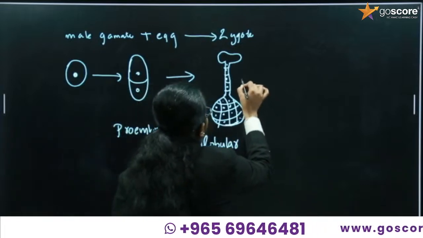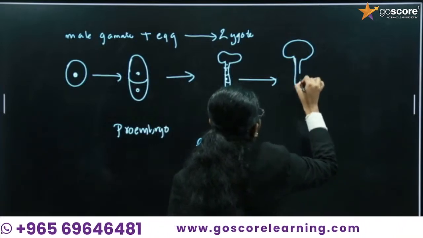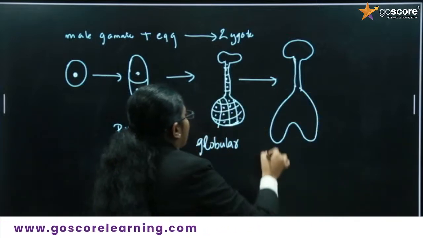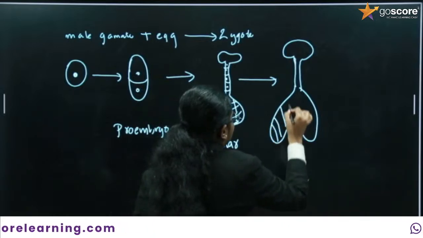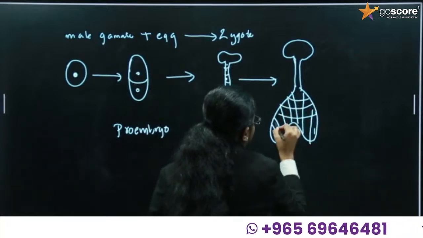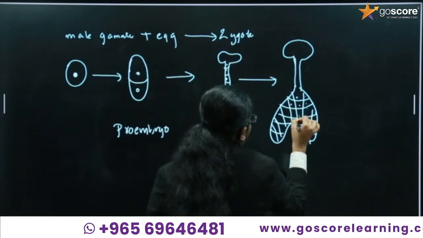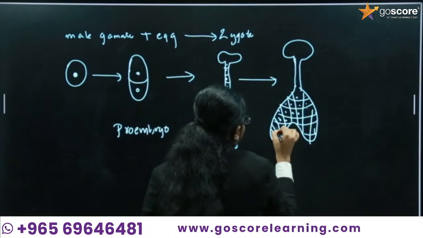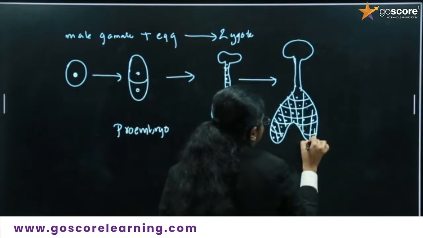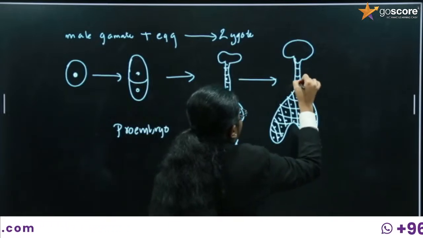This globular embryo undergoes division and forms a heart-shaped embryo. Again, it undergoes many divisions. It has many cells, and the shape of the embryo is heart-shaped. Since the shape is heart-shaped, we can call it a heart-shaped embryo.